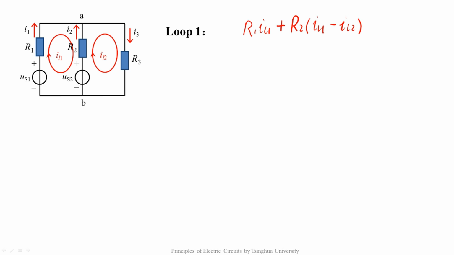And on the right side is the voltage rise across all the voltage sources, which should be US1 minus US2.